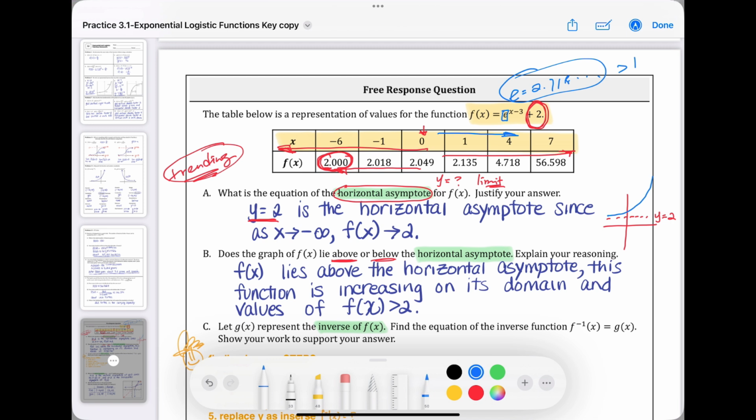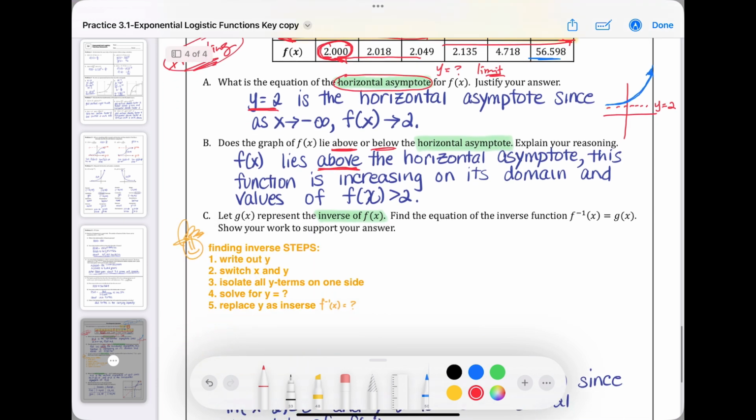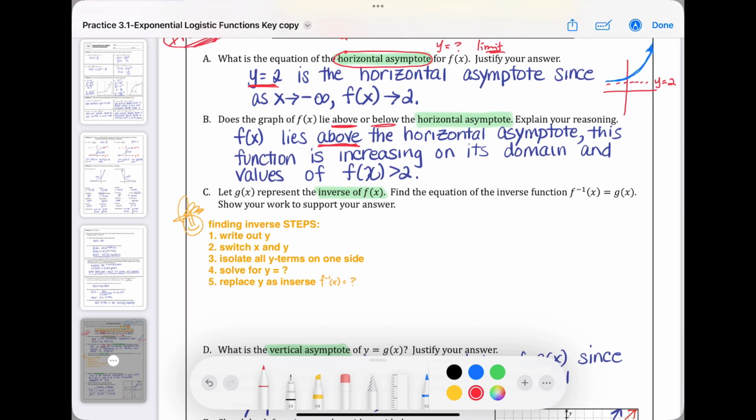When you take a look at your x, as x gets bigger and bigger, my y number gets bigger and bigger. So therefore, that is the only option for how my graph behaves. It will be above the horizontal asymptote. So this is the cool thing about using the numbers, using the table values to summarize what we know.